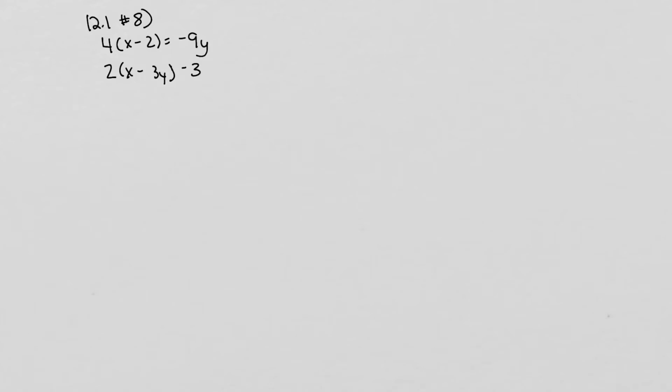So in 12.1 number 8, we have two equations with two variables. We want to find the x, y that makes both equations true. First, we need to get these into a standard form. We want some number times the x plus some number times the y equals some other number that has no x or y at all. And then we'll be able to work with them a little more easily.